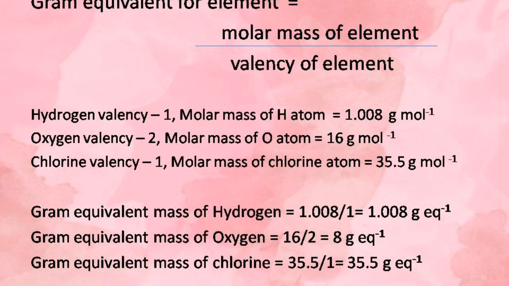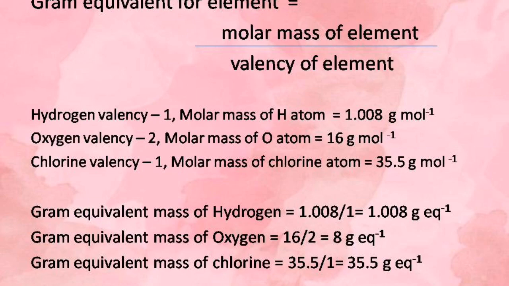Gram equivalent mass for an element is calculated by the formula: molar mass of the element divided by the valency of the element. Hydrogen valency is 1. Molar mass of hydrogen atom is equal to 1.008 gram per mole. Oxygen valency is 2. Molar mass of oxygen atom is 16 gram per mole. Chlorine valency is 1. Molar mass of chlorine atom is 35.5 gram per mole.